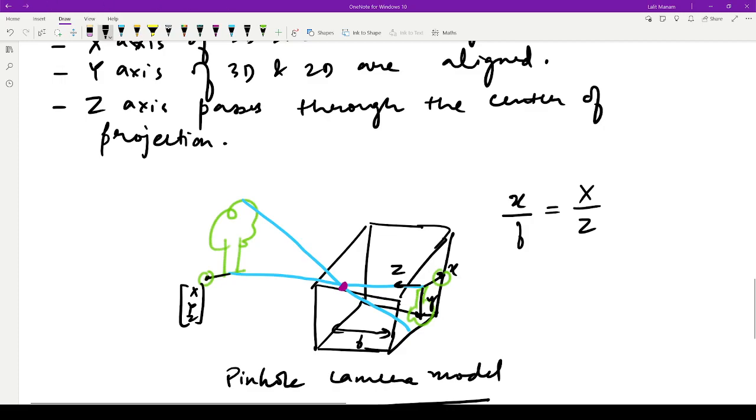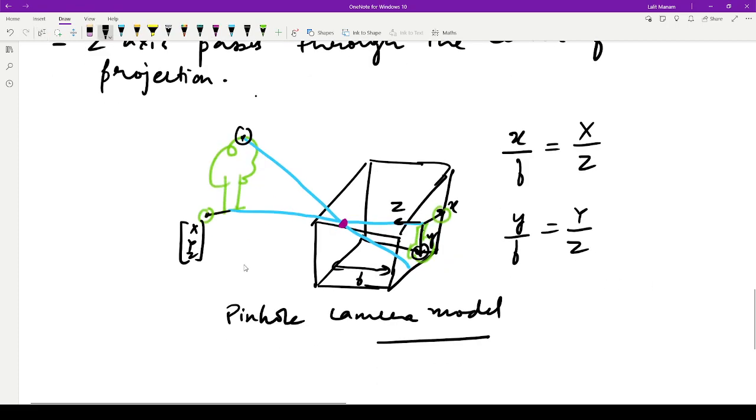Similarly for the y-axis, if you have some point here like this, you can clearly see that if you measure along the y-axis, y by f is Y by Z. So these are the basic projection equations coming from the pinhole camera model, just similarity of triangles.